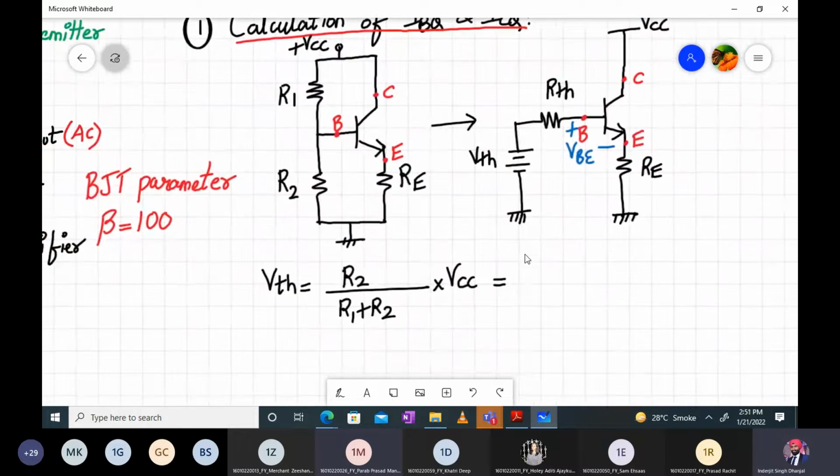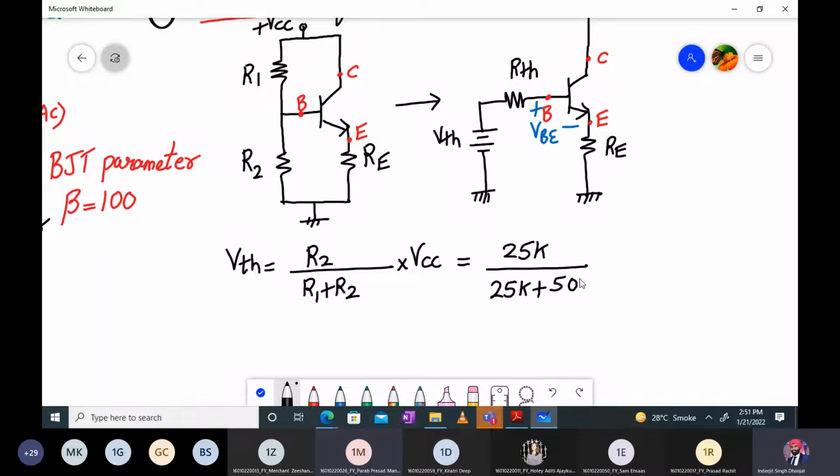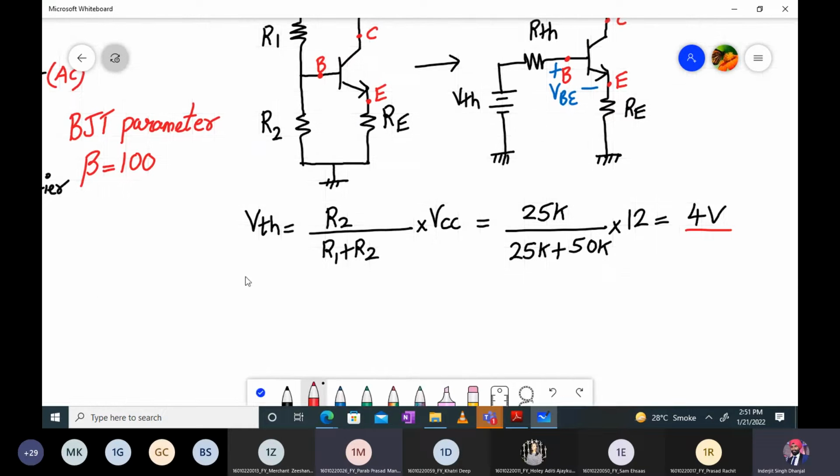So let's continue our discussion now. So R2 divided by R1 plus R2. Now please calculate it. Calculate this value. It will be 25K. Just keep on verifying it. Divided by 25K plus 50K into 12. So VTH comes out to be, if you solve it, 4 volt. I hope you all are also getting it as 4 volt. Then next we have is RTH. This is pretty straightforward. R1 parallel to R2, which is 50K parallel to 25K.